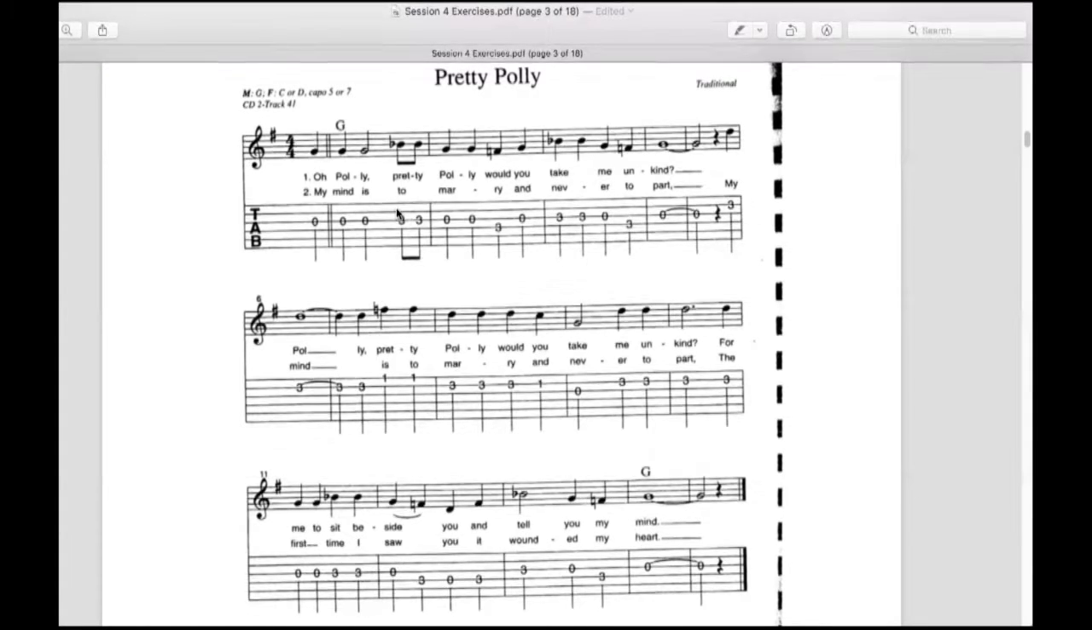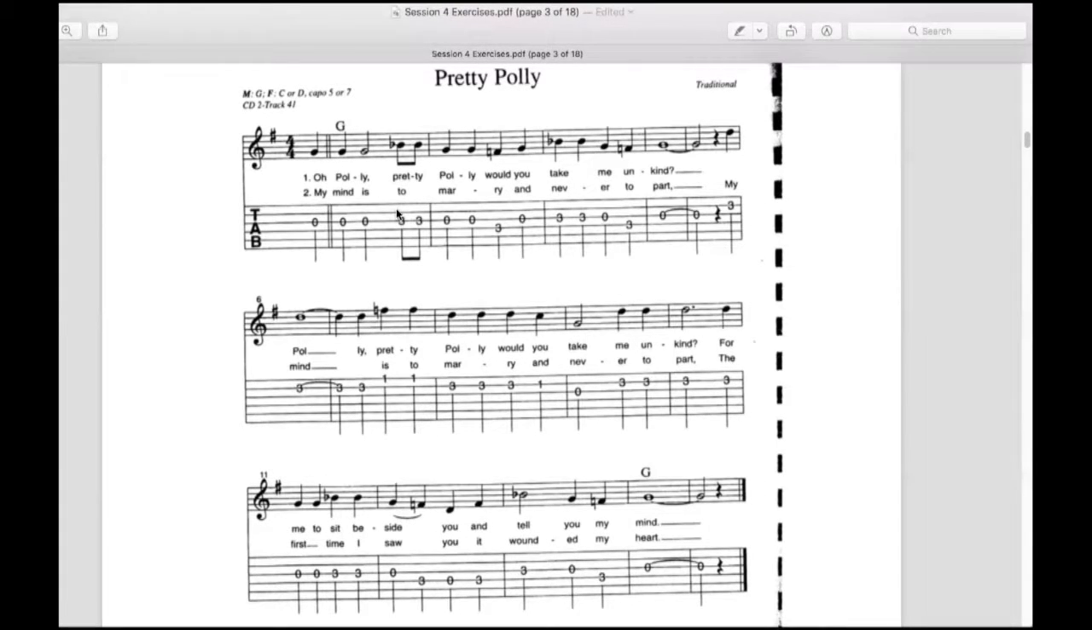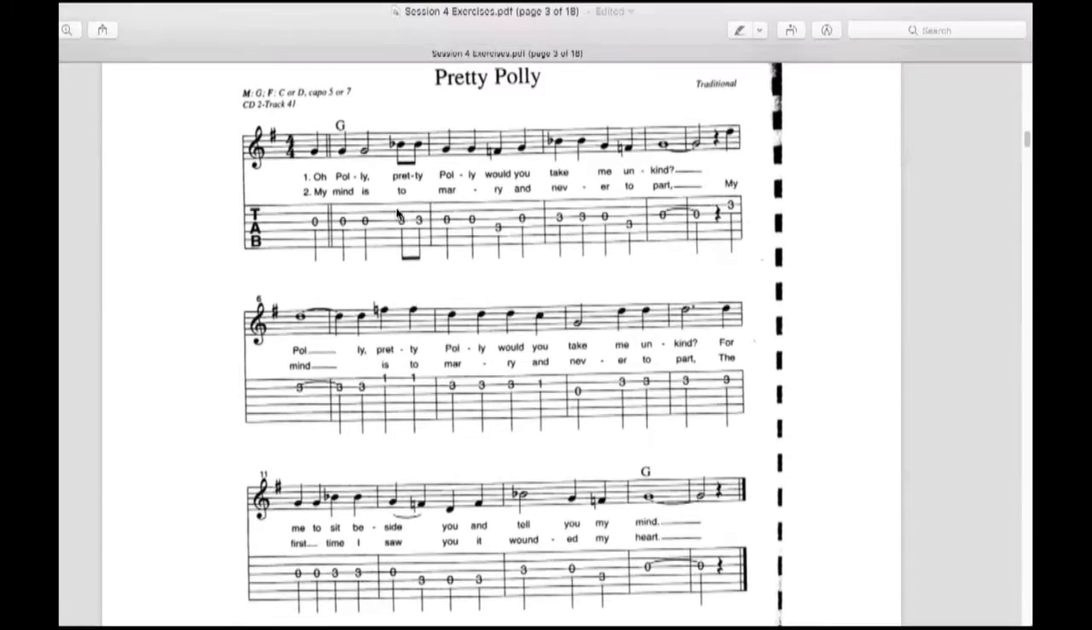Oh, Polly, pretty Polly, would you take me unkind? Polly, pretty Polly, would you take me unkind for me to sit beside you and tell you my mind?